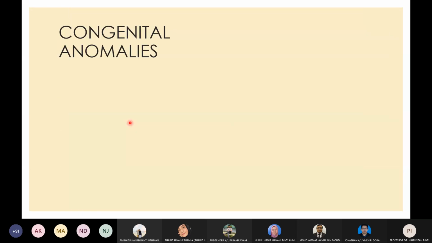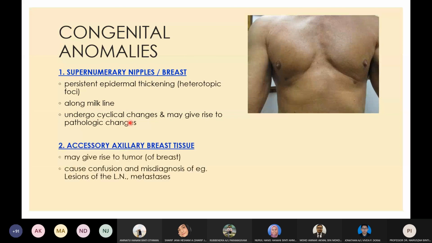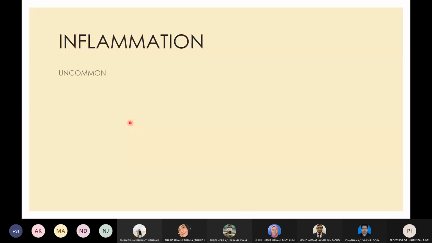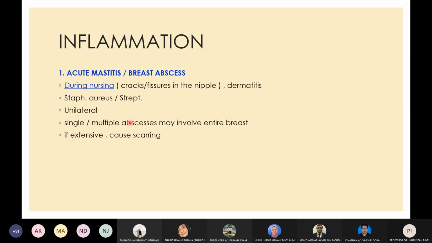The rest are all my notes that I will give you just for awareness. There are other lesions that are not cancerous. This you take home and read up. Okay, we are done.